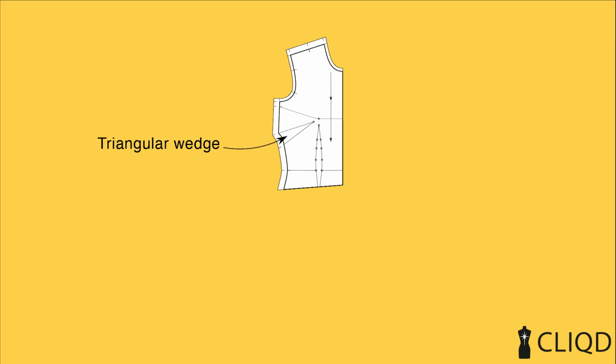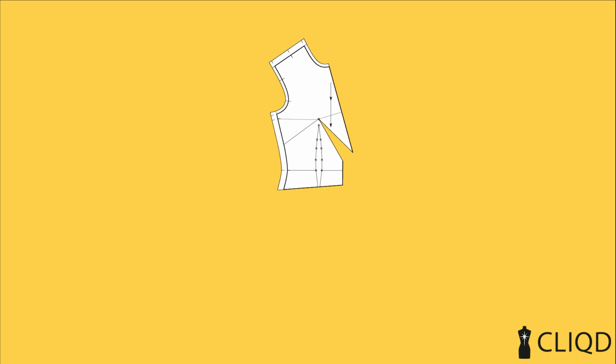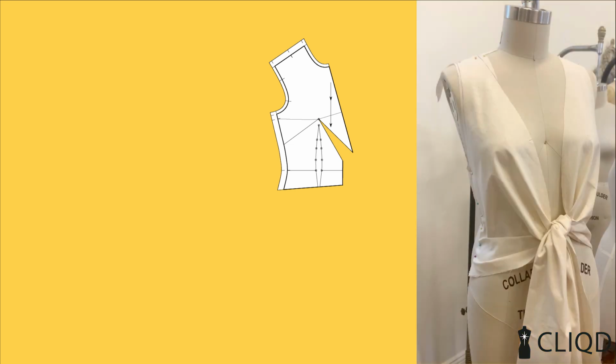When rotating darts, you also need to look at the shape of the dart. If it's a triangular wedge, it's really easy to close because the edges are straight. And my student moved hers to the center, just above the waist, because that's where she needed to add the excess for the tie. See how it's in the same direction as the folds on the toile?